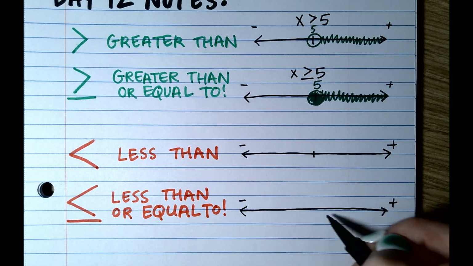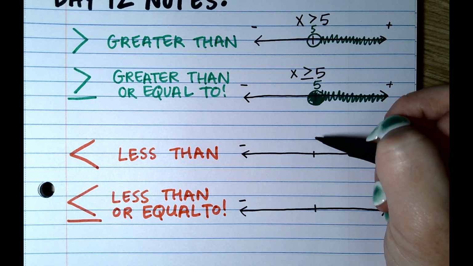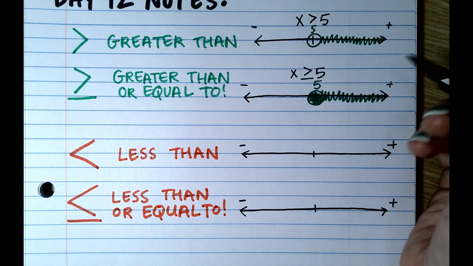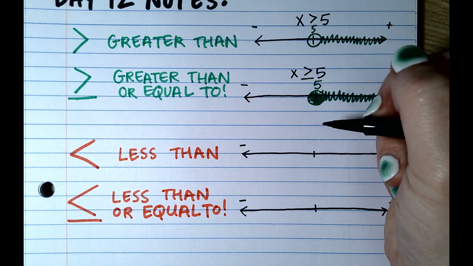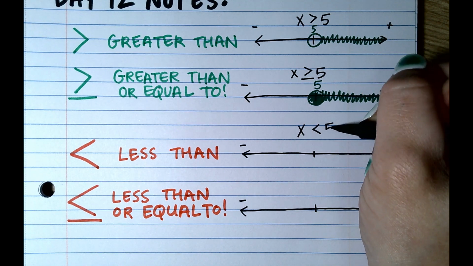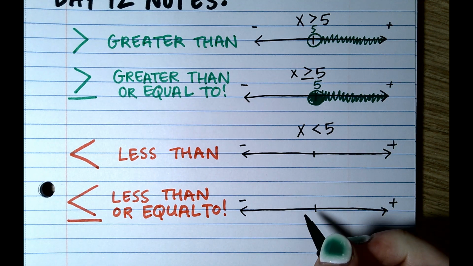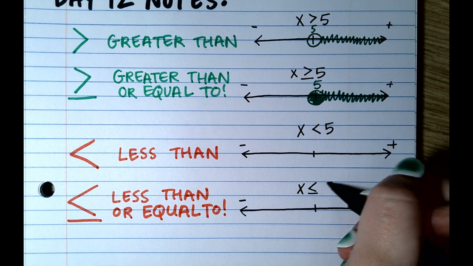Plus, minus. Okay, so for our examples here, I'm going to use the same number, but instead of greater than, we're going to use less than. So I have x is less than 5. And then we'll have x is less than or equal to 5.